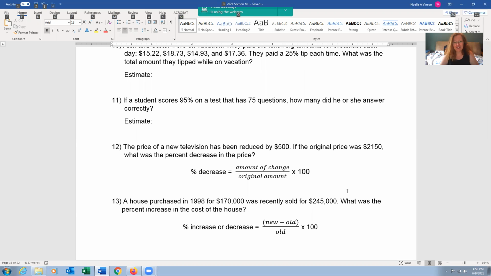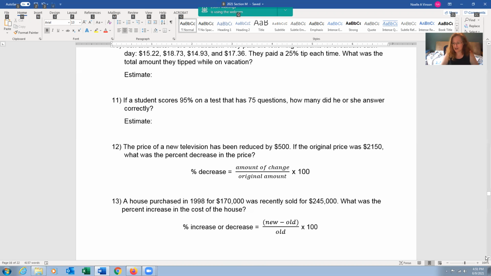Now notice I recommend using this version of the formula for this problem because we've been given a new value and an old value. To solve for this one, make sure you finish your subtraction. So what will that be? 75,000. And then what number are you going to divide by? The old number was 170,000. So make sure you divide by the older value, 170,000. And then you'll multiply by 100 and get the answer.